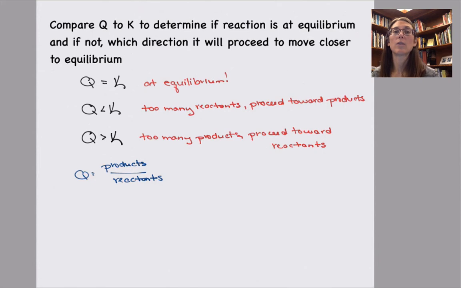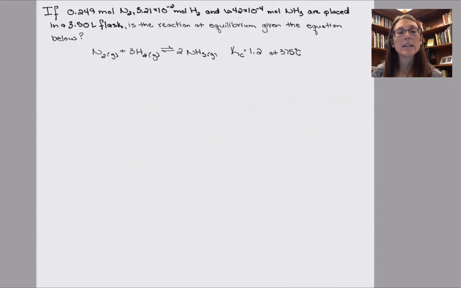Let's take a look at one example where we do this. In this example, I have 0.249 moles of nitrogen, I've got hydrogen, and I've got some ammonia, and they're all in a 3.5 liter flask. And the question is, is this reaction at equilibrium? And I know for that reaction, Kc is 1.2.